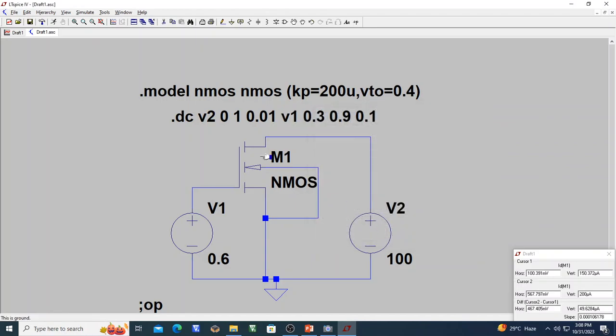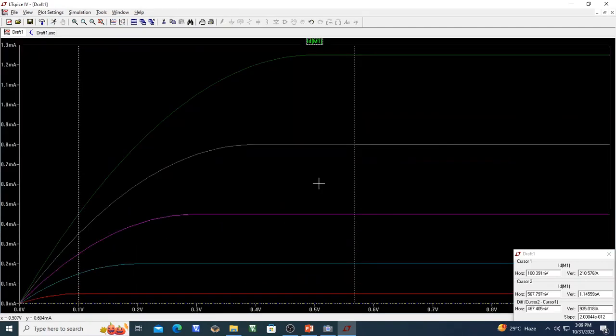Now you can see dot DC, you have two sweeps, this V2 as well as V1. You are sweeping this V2, and then for every different value of V1, 0.3 it will sweep, for 0.4 it will sweep, for 0.5 it will sweep. Likewise we'll get 5 to 6 graphs. So let us run this. See now, this is for different values of VGS.